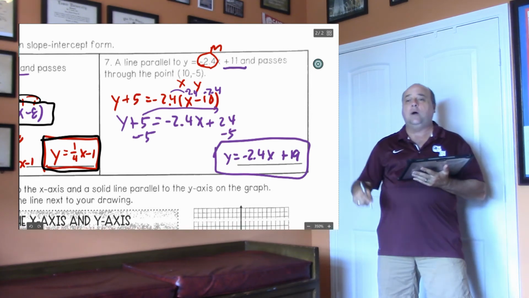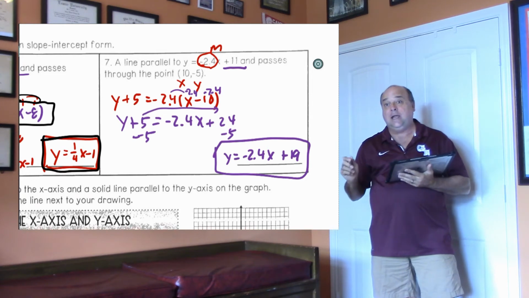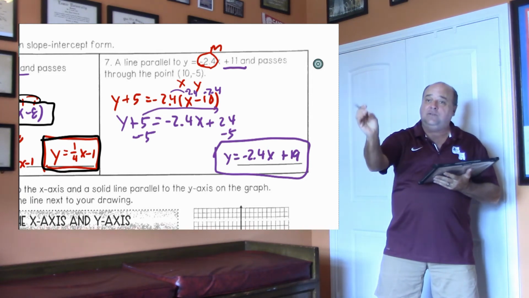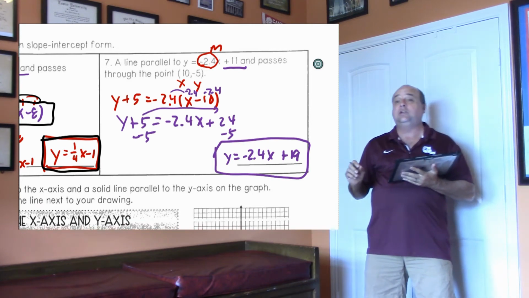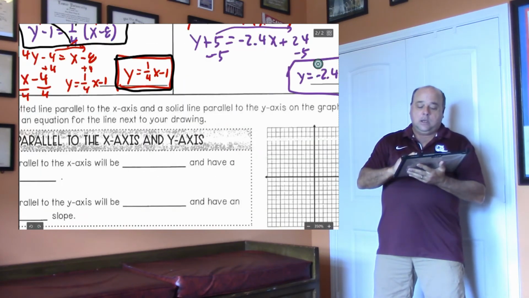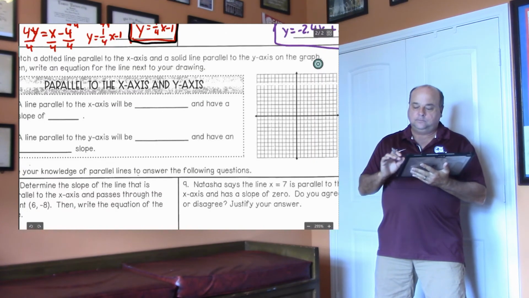Basically, you changed the y-intercept from 11 to 19. You translated that line up 8 units. So find the slope, plug in a point slope, and switch it to mx plus b. Okay? Let's go to the next one here.